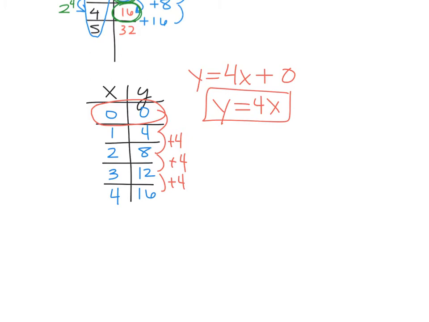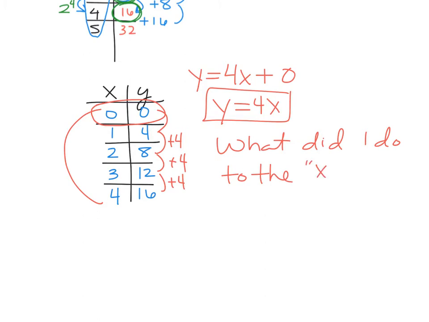That's all fine and good when these numbers jump up by 1. But sometimes those numbers don't jump up by 1, like that question on your quiz, okay? The other thing you can do on these problems is just ask yourself the question. Here's the question. What did I do to the x to get my y?